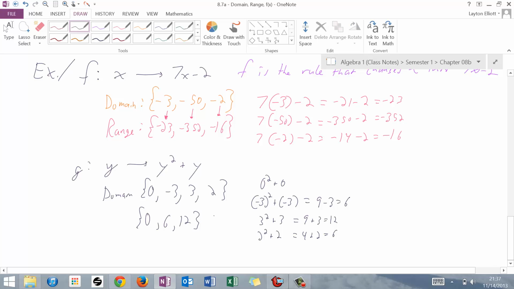And you may be like, well, wait a minute, you just lost some information. Well, yeah, I did. Domain and range don't tell me what the ordered pairs are. They just tell me what the possible x's and what the possible y's are.